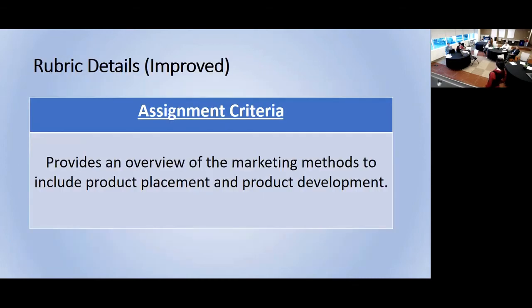Okay, so I'm going to try and improve this assignment criteria. The previous example didn't have any information. There was a lack of words. So words are good, too many not so. So we've got a clear Bloom's verb there: provides an overview of the marketing methods to include product placement and product development. So it's clear, it's concise, and it's measurable. And it's definitely an improvement on the previous one.